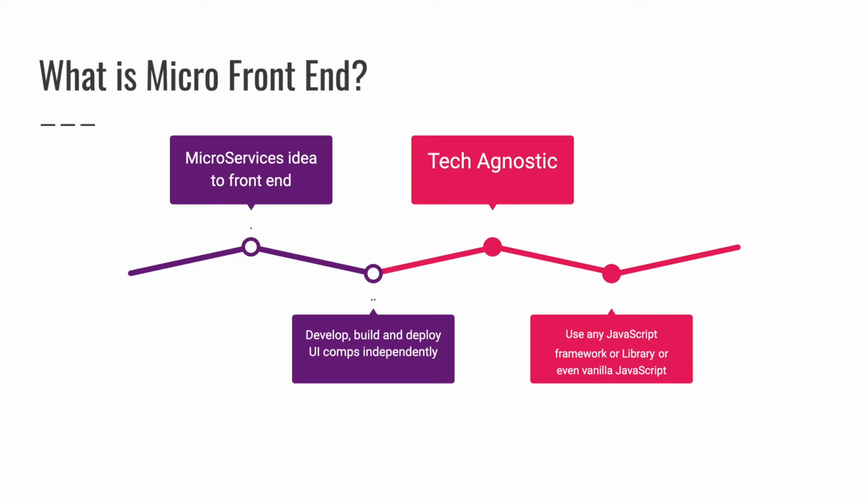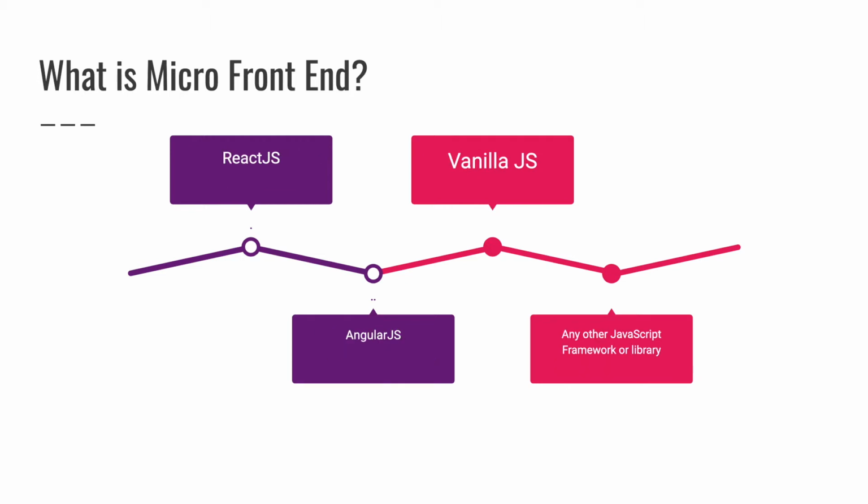So basically, the microfrontend is the concept to extend the microservices idea to the frontend, where different components of UI are developed and deployed independently, and the components are consumed dynamically at runtime. Different components can be developed in any JavaScript tech stack, such as React.js, AngularJS, or even Vanilla JavaScript. The microfrontend gives the flexibility to choose different tech stacks for different components, and then consume them in one or multiple applications.